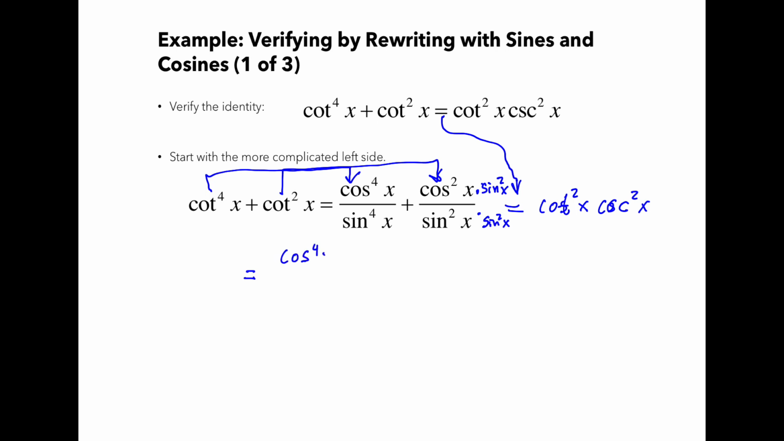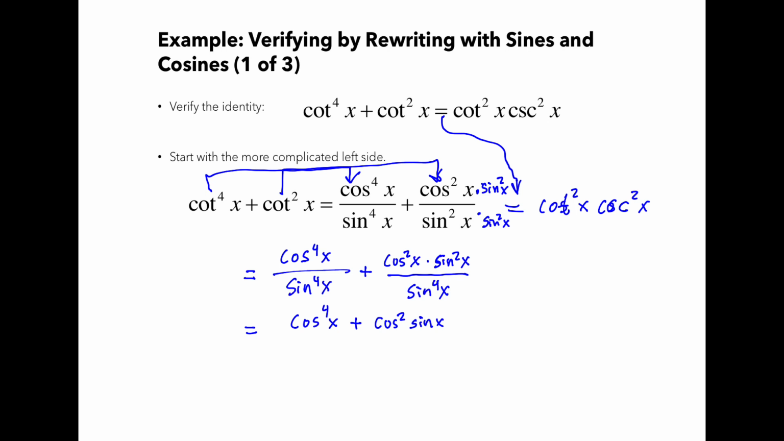So cosine to the fourth x over sine to the fourth x. Again, rewriting it, taking those extra steps. And then I have cosine squared x times sine squared x over here, divided by sine to the fourth power of x. Now we have common denominators. We can write this as a single statement, cosine to the fourth x plus cosine squared x sine squared x. Don't forget the x's in there. And the squareds all over one denominator, sine to the fourth x.